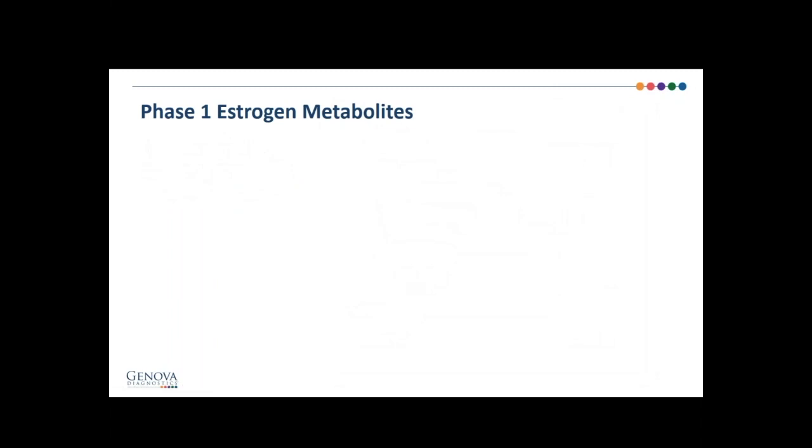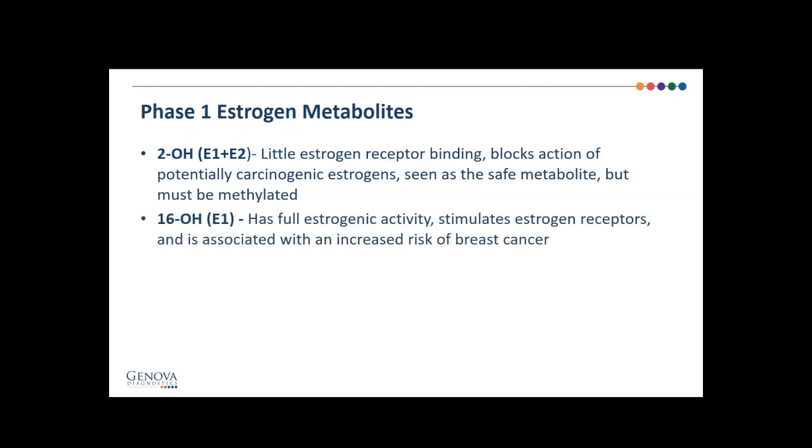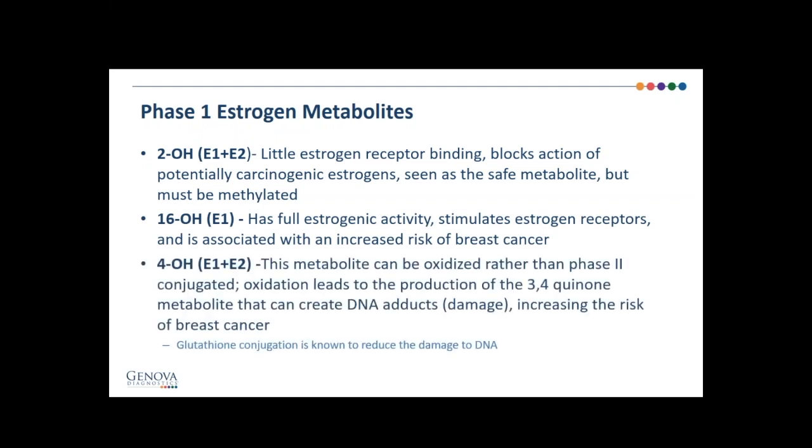So the phase 1 estrogen metabolites, the 2-hydroxy, little estrogen receptor binding, so it blocks the action of potentially carcinogenic estrogens. So it's seen as a safe metabolite, but must be methylated. In other words, 2-hydroxy phase 1 is a good guy as long as it goes through phase 2 methylation, where it becomes water-soluble and is excreted, and that's about methylation. 16-alpha hydroxy, as I said, has estrogenic activity and increases the risk of breast cancer as a result. And then the 4-hydroxy can be oxidized.